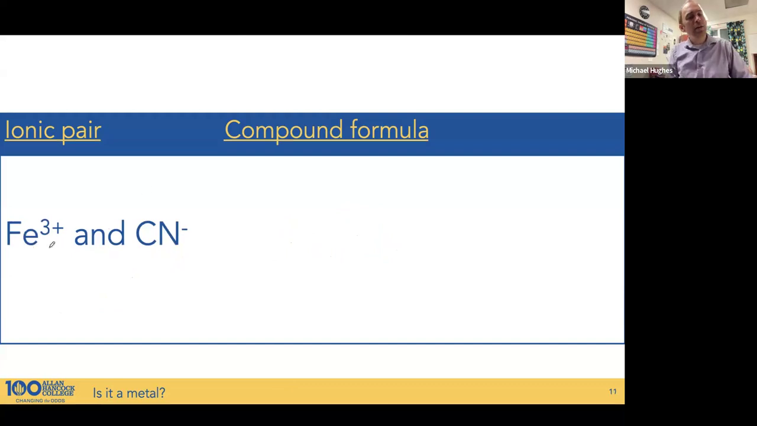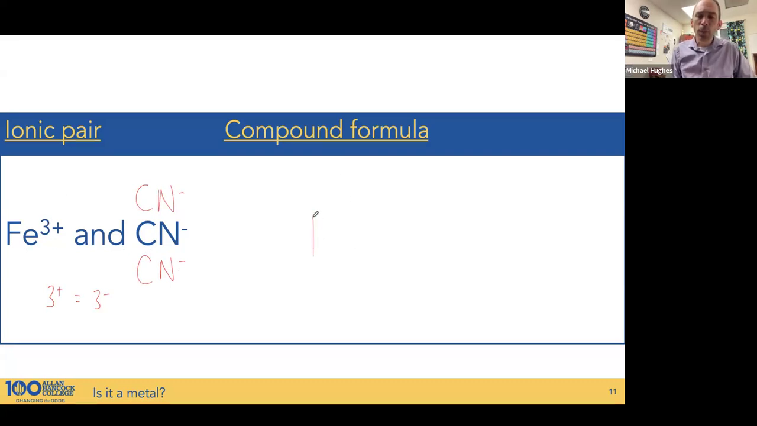All right, iron 3+ and cyanide, which is 1-. So we're going to have 3+, which needs to be canceled with 3-. That means we're going to need 1, 2 more, 3 total cyanides for the 3- charge to balance out with our 3+.